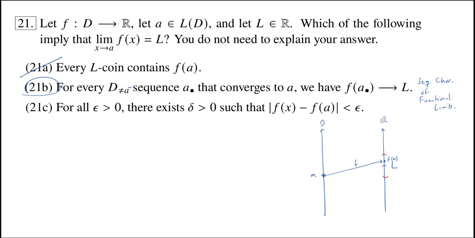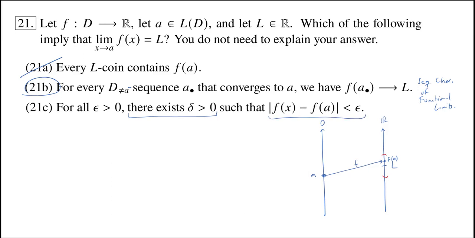Okay, how about C? For all epsilon greater than 0, there exists a delta greater than 0 such that the absolute value of f of x minus f of a is less than epsilon. Well, this is supposed to make you believe this is the standard definition of the limit of f at a. But something should concern you here. You'll notice there exists delta greater than 0 such that, and then this next piece has nothing to do with delta.